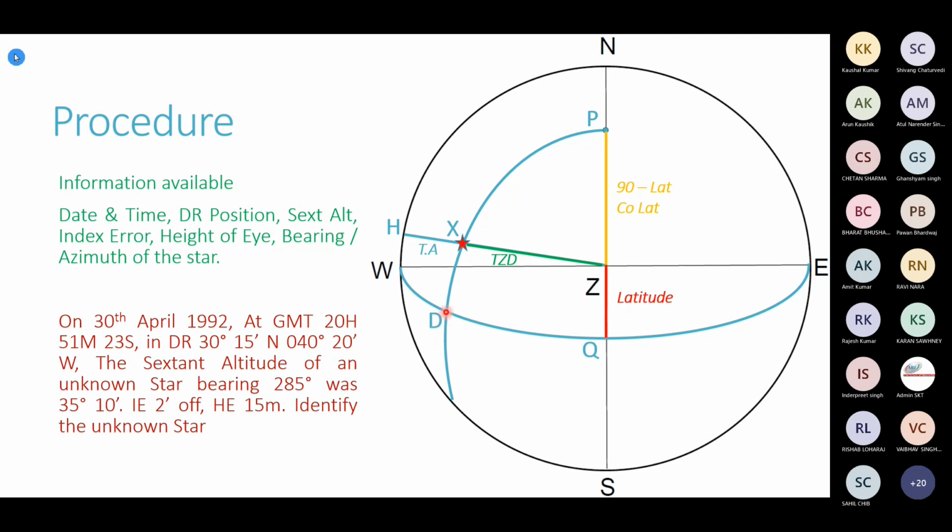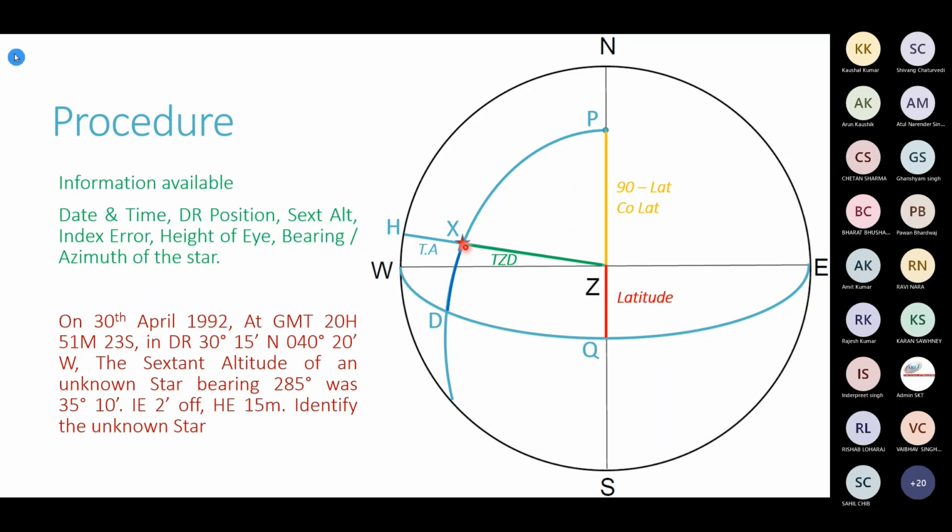So the point where the celestial meridian of the body cuts the equinoctial, we have marked that point as D. Now, concentrate your attention on the arc D to X. Now this D to X is the arc of the celestial meridian contained between the equinoctial and the center of the celestial body. This is the definition of declination.